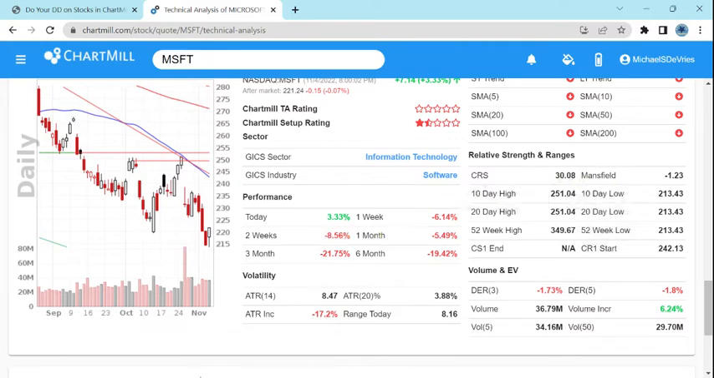So again, just tons of good information for the technical analysis portion of doing your due diligence on stocks in ChartMill.